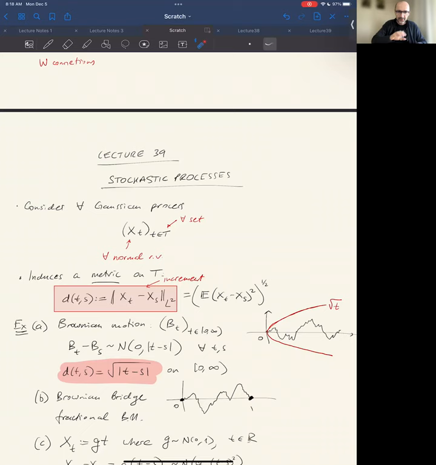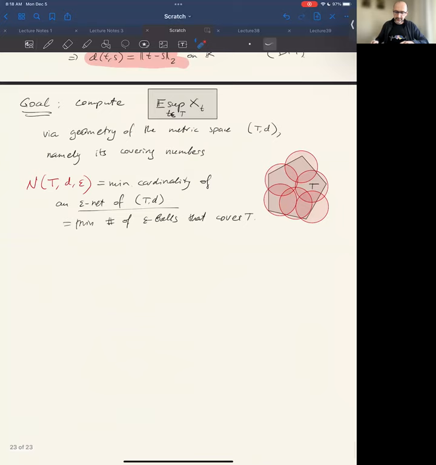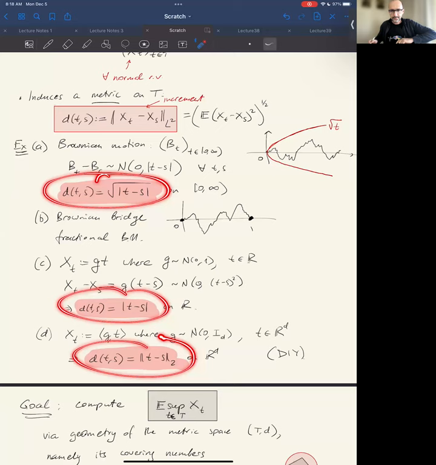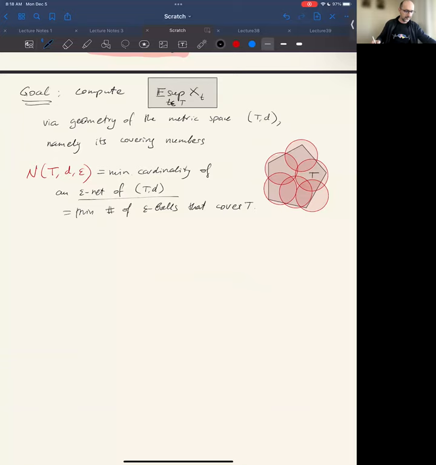So we define this metric D, and with that metric, we cover T. The examples of this metric we just covered, so that this is not too abstract. So three examples. Any other questions? Good. Okay, so now we're ready for the result.